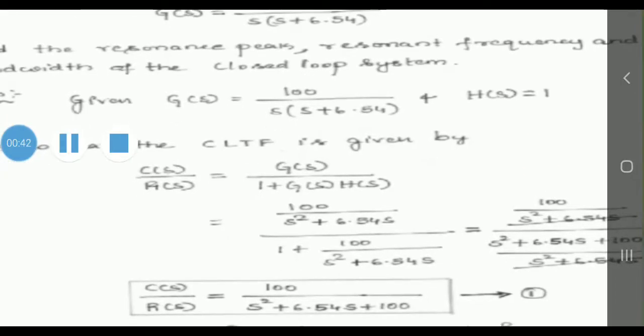So we'll go for the solution. Given G(s) = 100 / (s(s + 6.54)) and H(s) is 1. Why is H(s) 1? Because in the statement of the problem it is given as unity feedback.